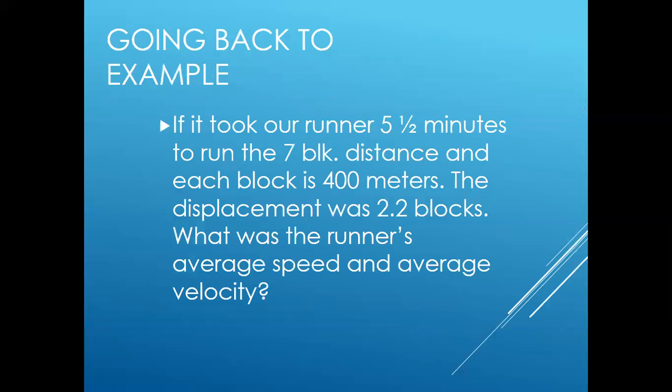So if it took our runner 5.5 minutes to run the 7 blocks, and each block was 400 meters, the displacement was 2.2 blocks. Remember where I calculated that. What would be the runner's average speed? And what would be the runner's average velocity?